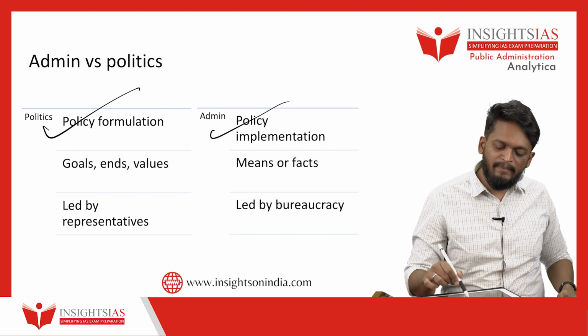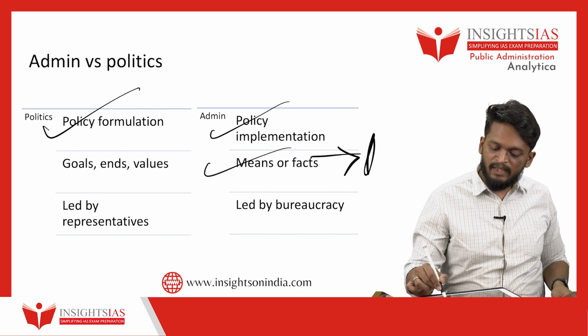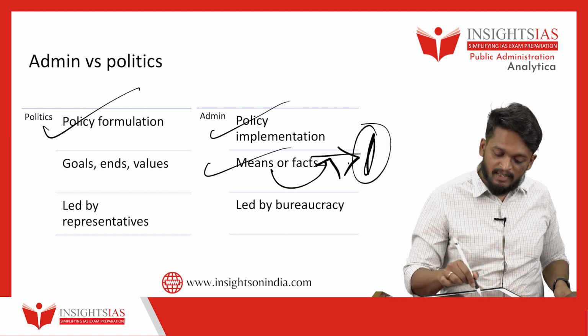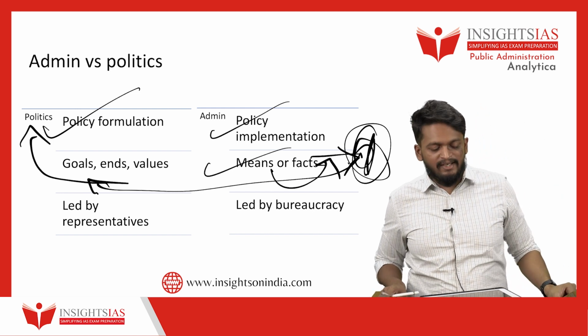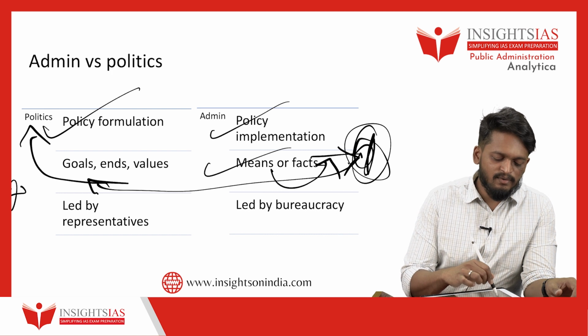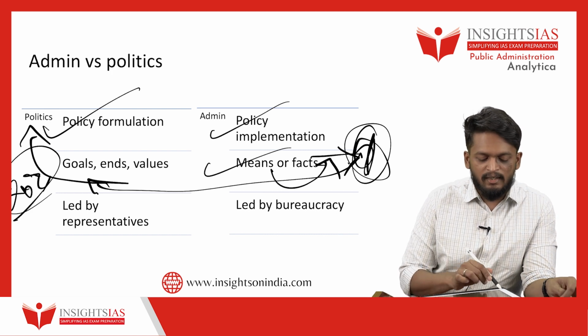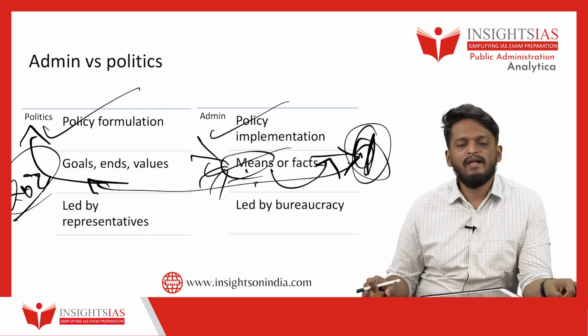Administration focuses on means. That means once a goal is set, administration is just focusing on the means of the goal, whereas the goal itself, where is it coming from? It is coming from politics. For example, you can give examples here as well. For example, Swachh Bharat mission, by 2022 we want to achieve some things, and means, how do we do it? Administration gives a lot of ideas to do it. And so you can give similar lot of examples.